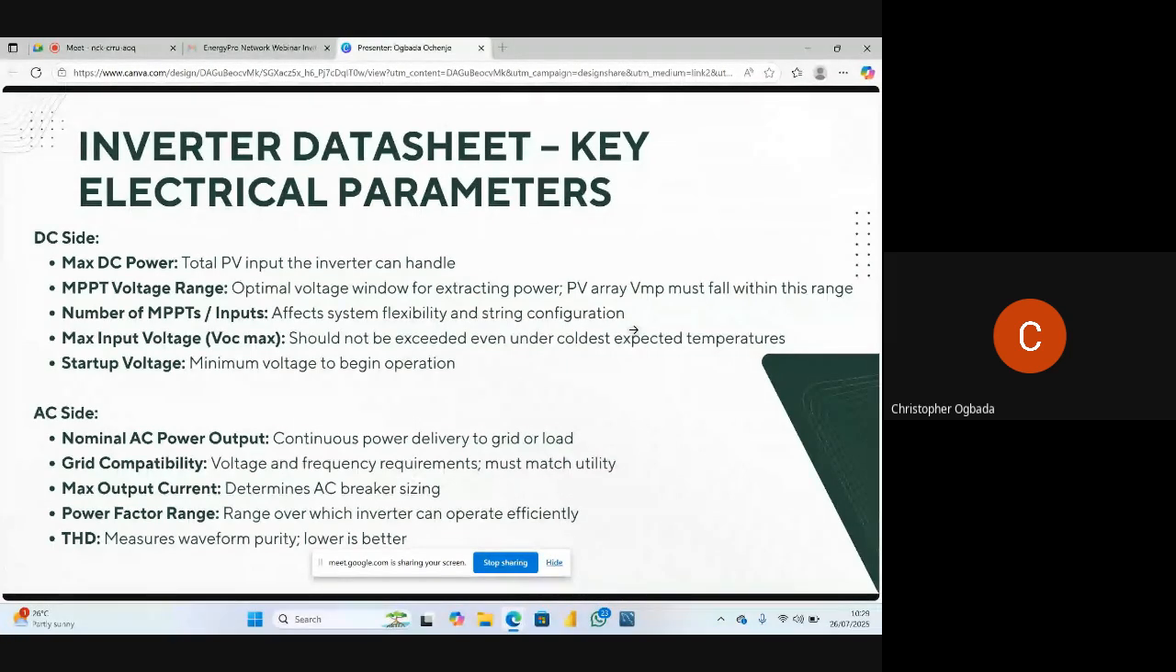About the MPP voltage range. In the other section, I've mentioned this, so I'm not really going to waste much time here. But this is actually what you consider when you are looking at the VMP of your solar module. You make sure that it matches the total, the resultant VMP of the solar modules that you have in your array. Then, number of MPPTs.